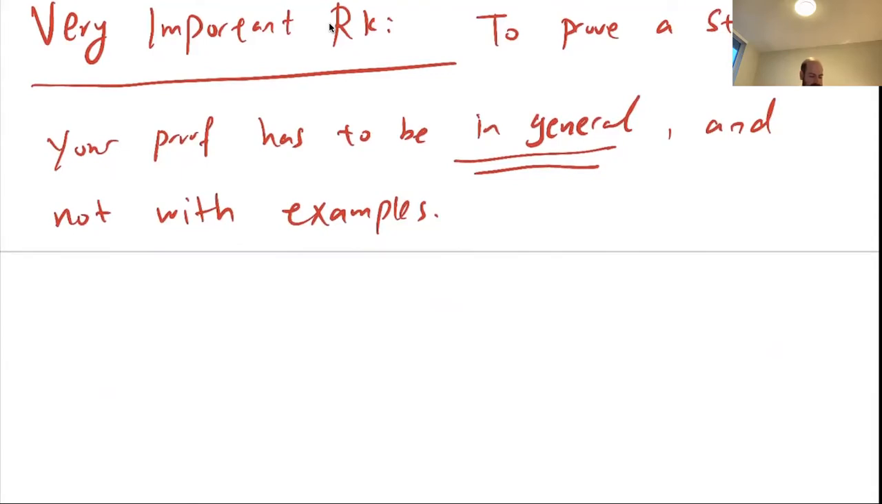Okay. But this is in the case that you want to prove a statement, meaning that you want to prove that a statement is true. But what if you want to show that the statement is false? Should we still give a proof in general, or do you think in that case, providing examples would be enough?